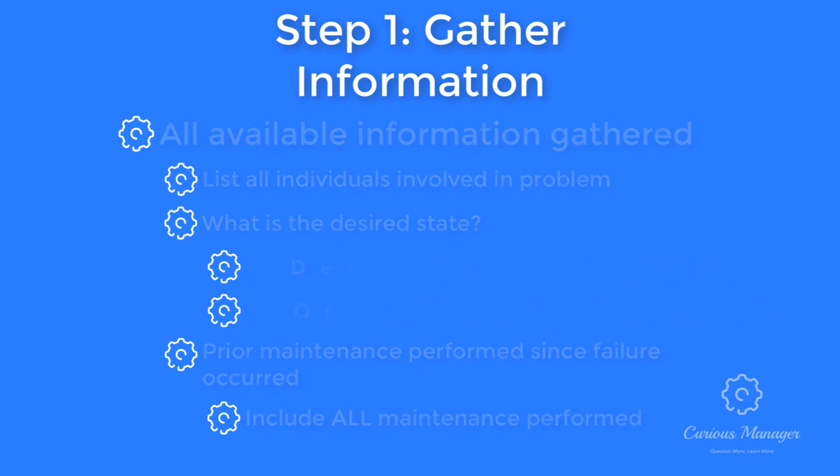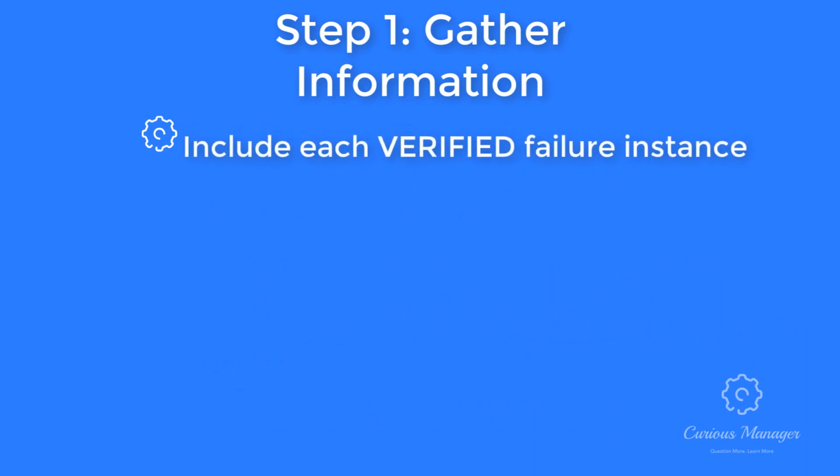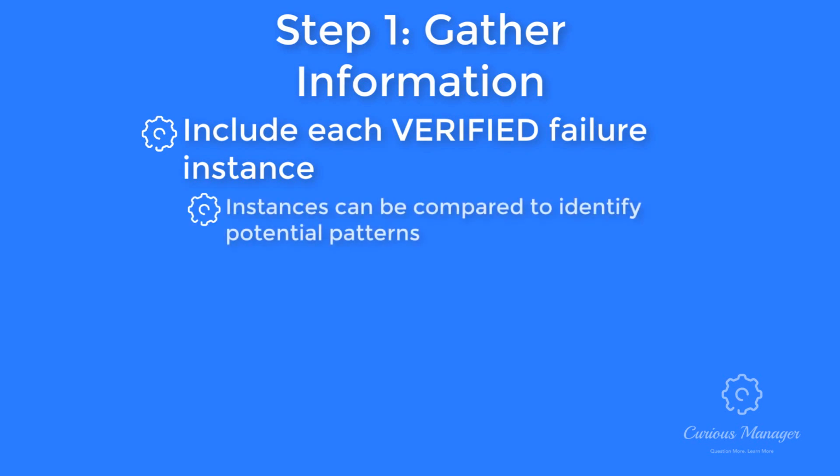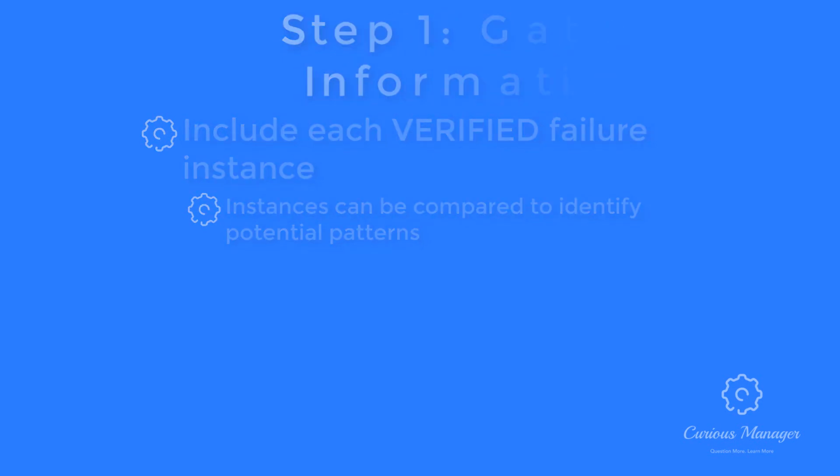Once again, more advanced problem solvers may also wish to include each verified instance that the problem occurred. This is helpful in identifying patterns in the event the problem is intermittent in nature. In more robust problem-solving strategies, the problem solver can compare the timeline of the intermittent failures to other information to determine any relevant patterns between factors, such as between operators and failures, or between environmental factors and failures.